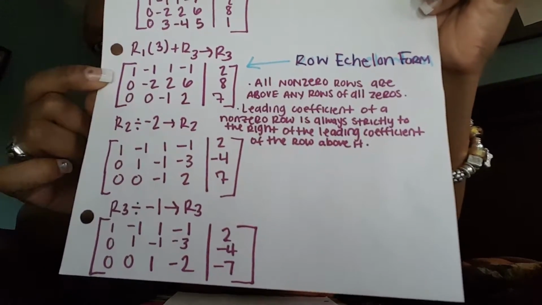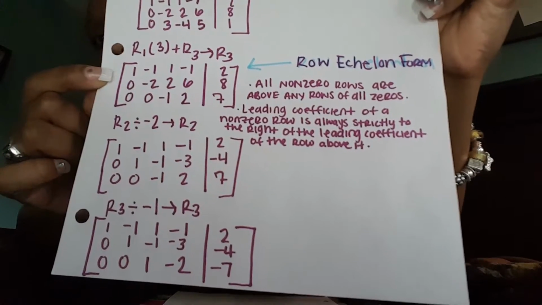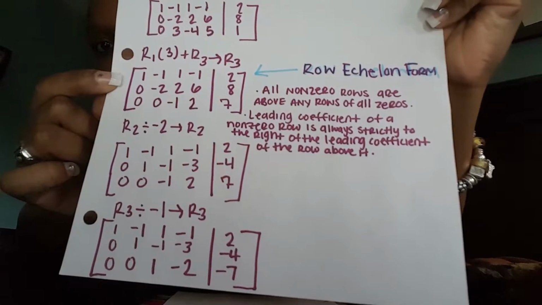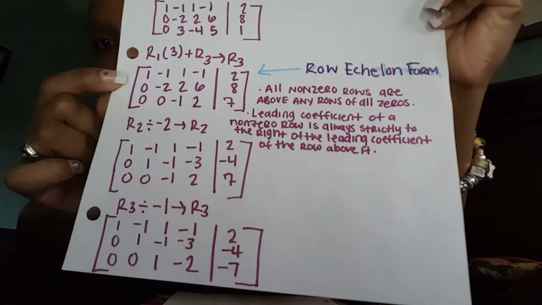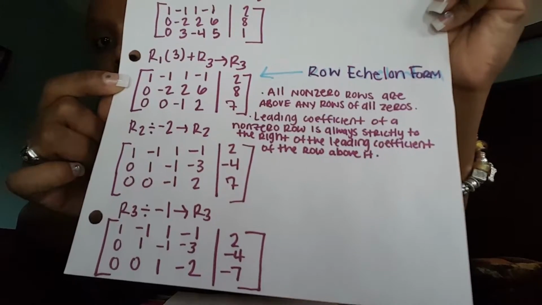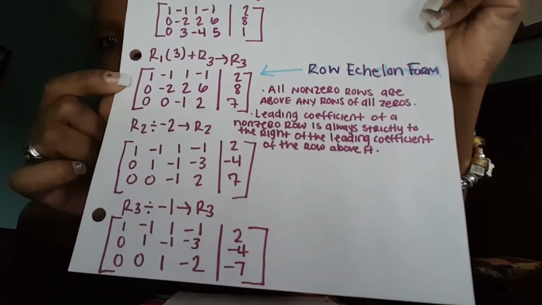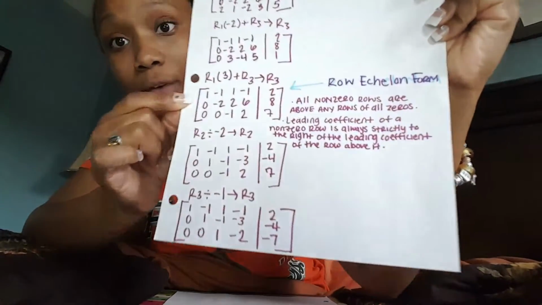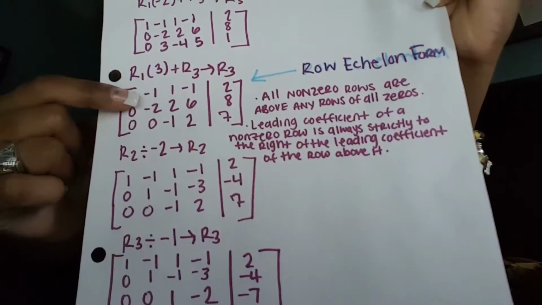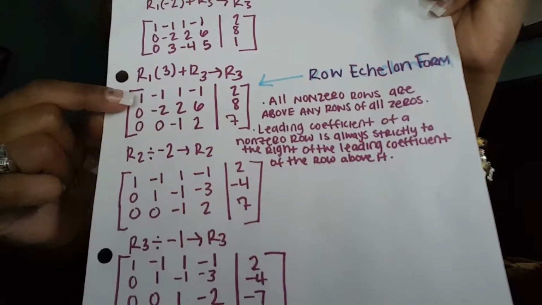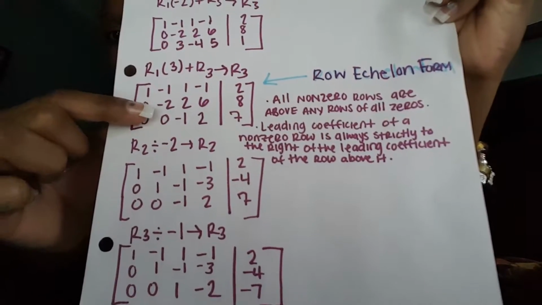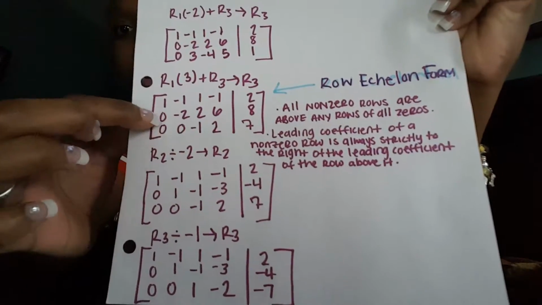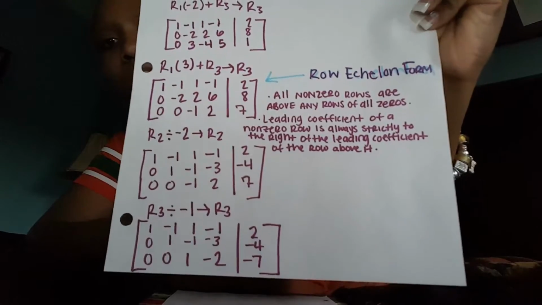In row echelon form, all non-zero rows are above any rows of all zeros, and the leading coefficient of a non-zero row is always strictly to the right of the leading coefficient of the row above it. Okay, so negative 2 is strictly to the right of 1, negative 1 is strictly to the right of negative 2, and these are the leading coefficients, and we have our 3 zeros, so this is in row echelon form.